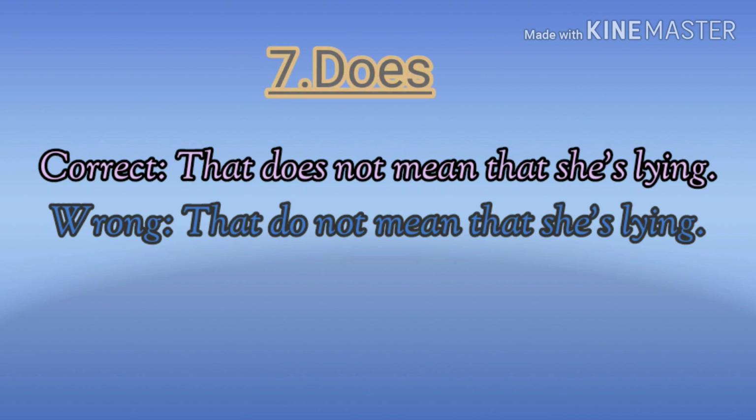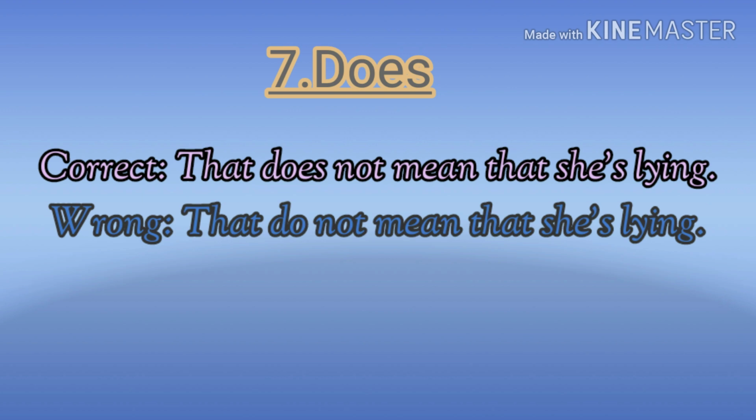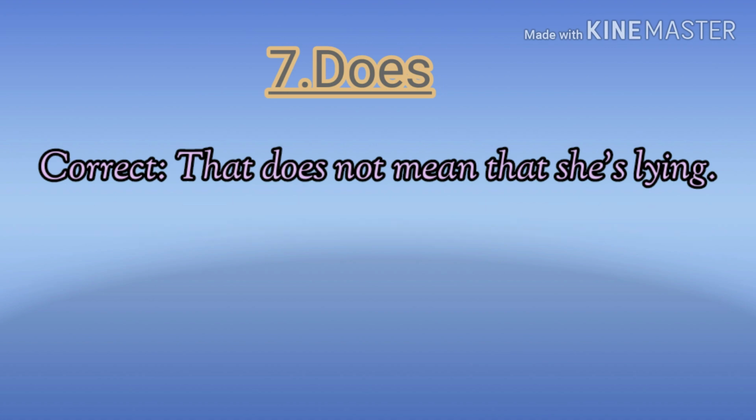And the seventh one is "does". It's a common mistake actually. "Does" we have to use along with he, she, it only. Just look at the correct sentence: "That doesn't mean that she's lying." And the wrong sentence is "That do not mean that she is lying." She is there, so we are supposed to use "doesn't mean", not "do not mean".